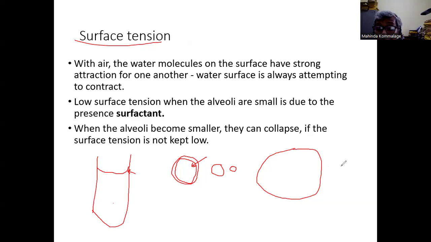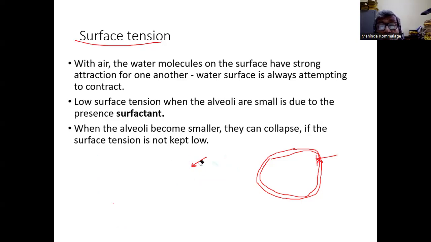During inspiration, alveoli will expand, but during expiration, alveoli get small, and inside the alveoli we have a water layer. So when it gets small, it can collapse. To prevent that, inside the alveoli there is a special chemical substance called surfactant. There is a surfactant layer in the alveoli that will reduce the surface tension and prevent collapsing of alveoli when it gets small, right? So that is the importance of surfactant in the alveoli.